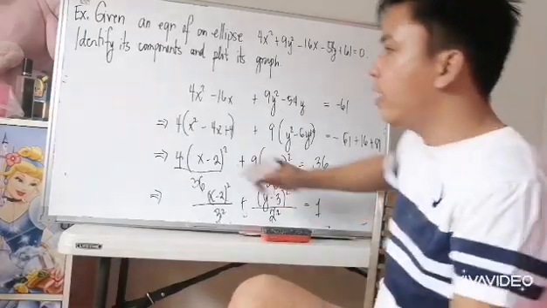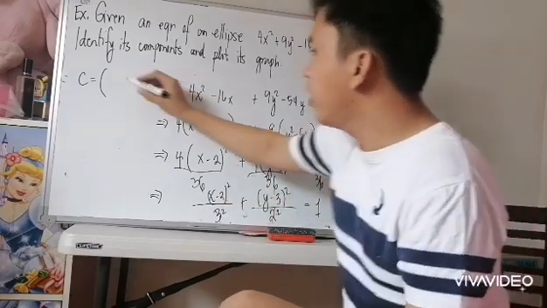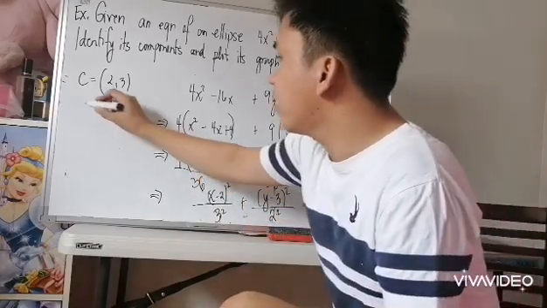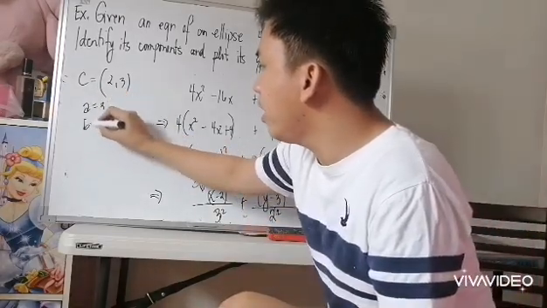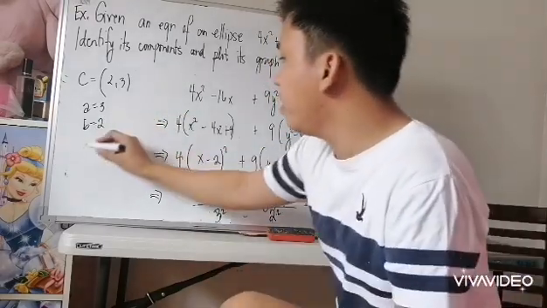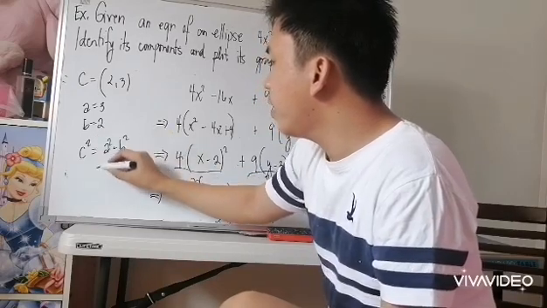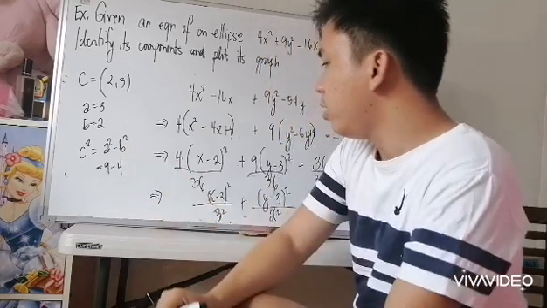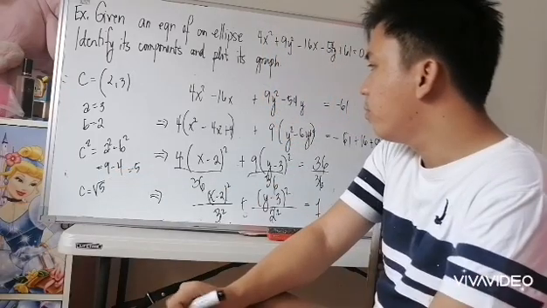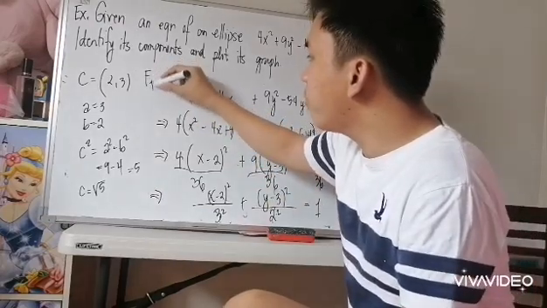So what does it imply? You already have your center. Your center is 2, 3. Your A here is 3, and your B is 2. So therefore, what's your C? Your C is simply given by C squared equals A squared minus B squared. So you'll have 9 minus 4, so you'll get 5. Therefore, your C is square root of 5. What else do you have to solve? The focus, so your focus 1.